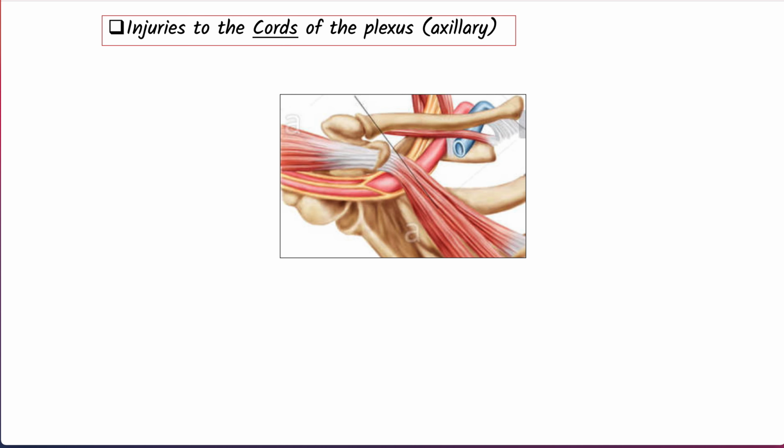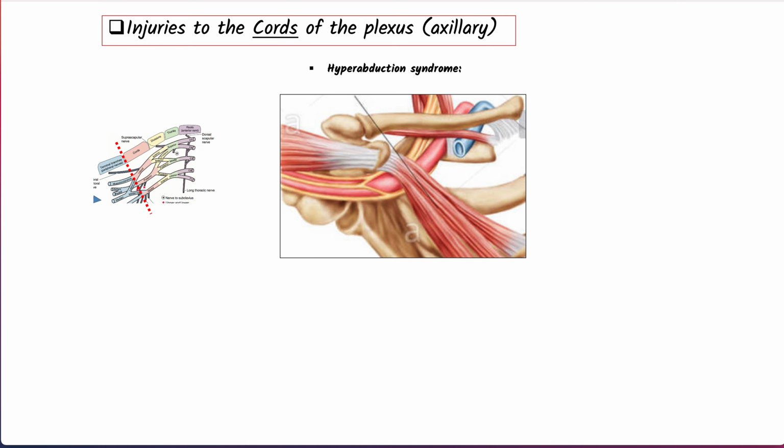And now the last one, the injuries which occur to the cords. What happens? Look at it. What is the situation? Hyperabduction. What is hyperabduction? For example, you are sleeping on your hand. This is the region of my cords. Prolonged shoulder hyperabduction occurs during your sleep. If we are habituated to sleeping on our hand, we might develop this pain if it's too much.